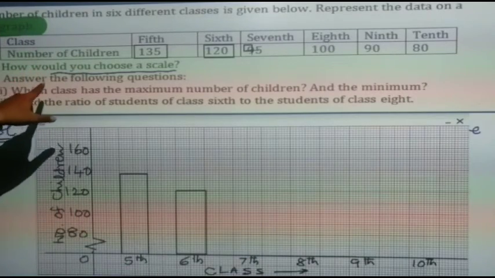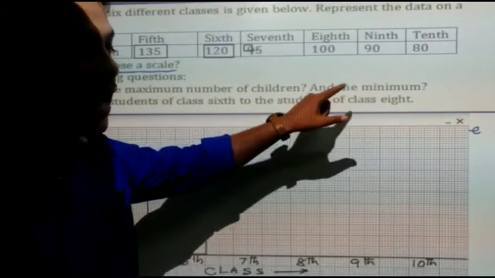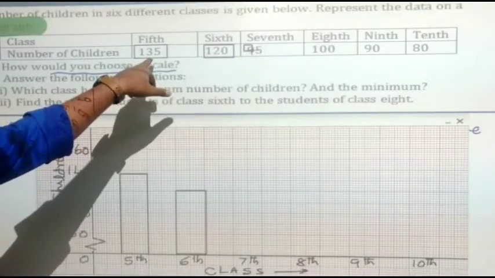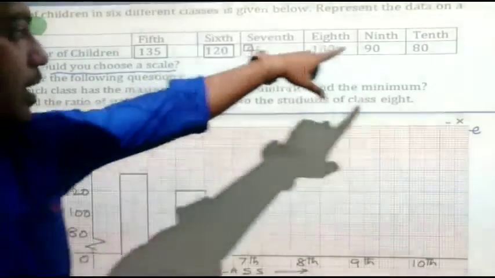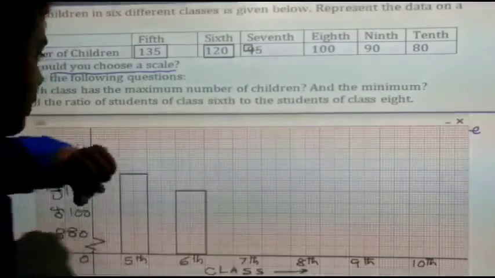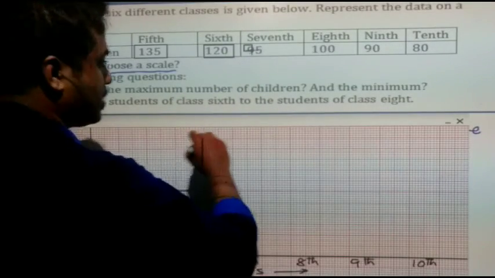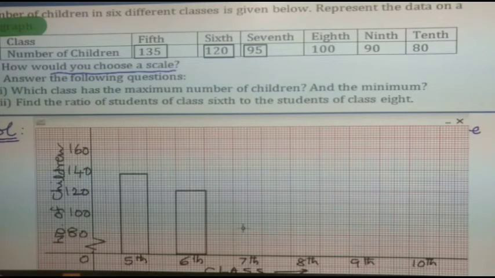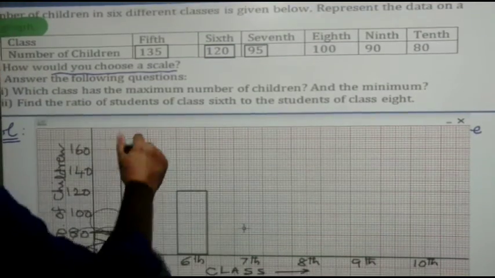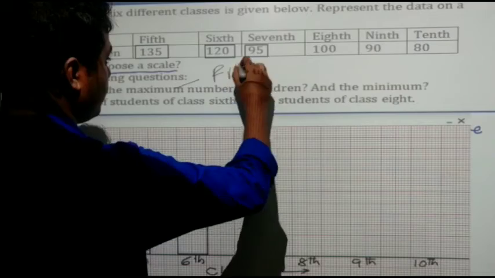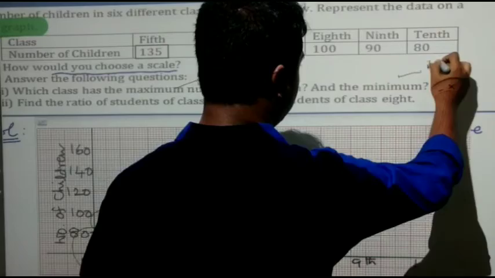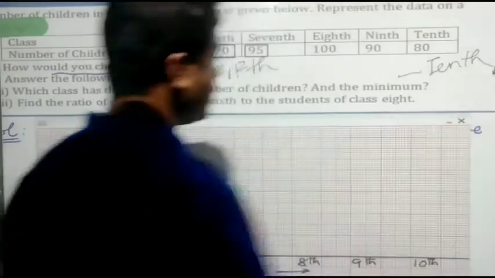Second part of the question is, which class has a maximum number of children and a minimum? See the value which is the maximum number, that is 135. So fifth class is more. Minimum is your 10th class, that is 80. So maximum will be the 5th class, and minimum will be the 10th class. This you have to write as an answer.